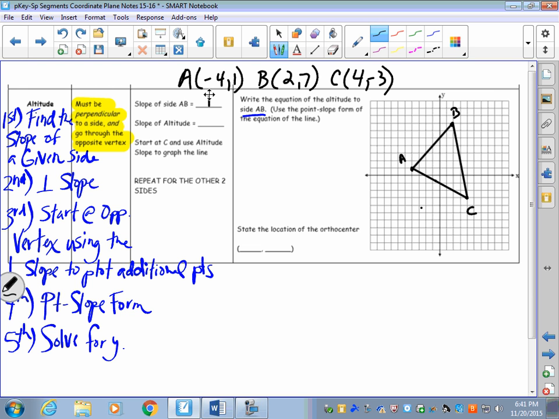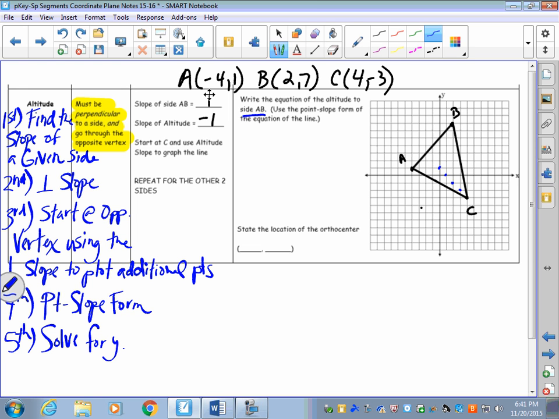And then to do the altitude, we have to find the perpendicular slope. So that's just the opposite reciprocal. So that's going to be a -1. Now, we are going to start at C because we're doing the altitude to this side. So we have to look at the opposite side to understand which vertex we're starting at to graph the line. So opposite vertex is C. We're going to have a slope of -1. So that means up 1 to the left 1.